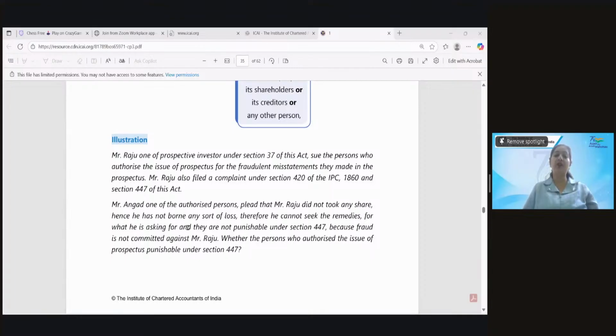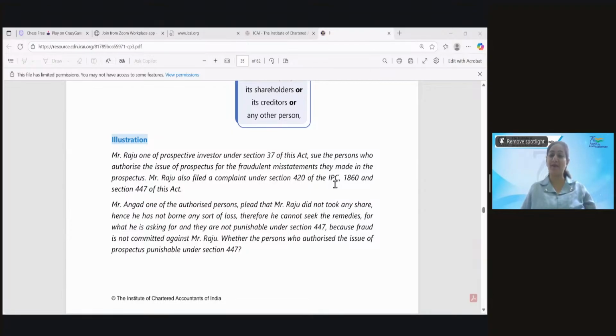Mr. Angad, one of the authorized persons, pleads that Mr. Raju did not take any share. Hence, he has not suffered any loss. Therefore, he should not get any remedies for what he's asking and is not punishable under 447 because fraud is not committed against him. Whether the person who has authorized the issue of the prospectus is punishable under 447?